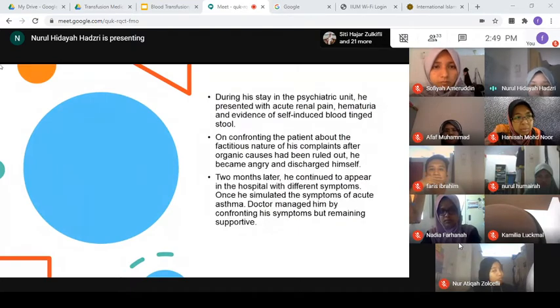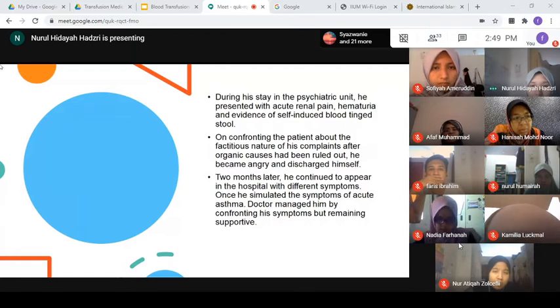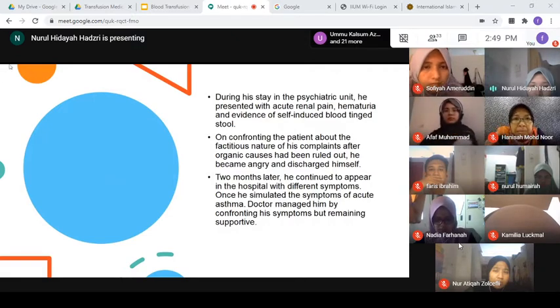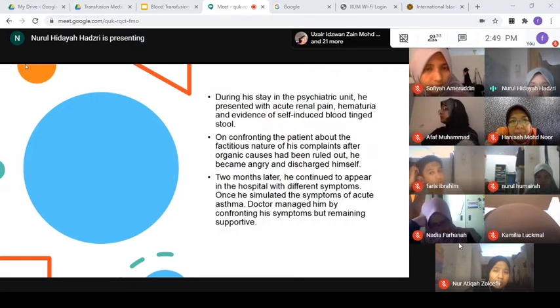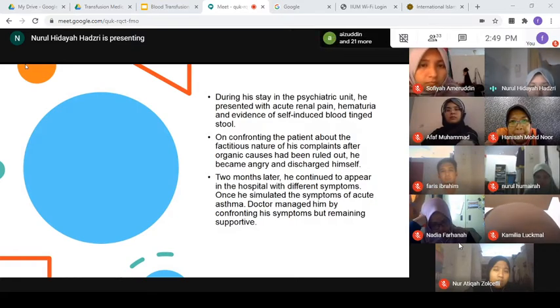During his stay in the psychiatric admission, he presented with acute renal pain, hematuria, and evidence of self-induced blood-thinner stool. The doctor confronted the patient about the complaint after organic causes had been ruled out. He became angry and wanted to be discharged at his own risk. But the story does not end here.